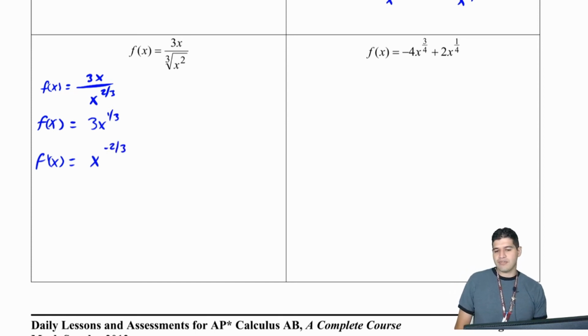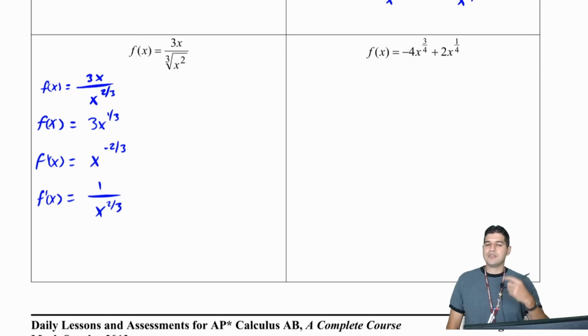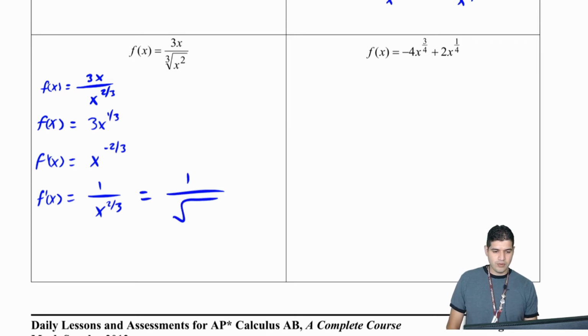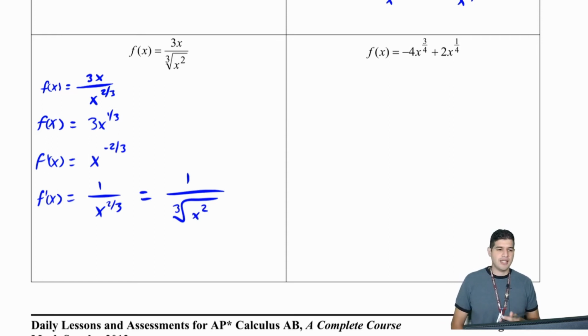All right, so I need to rewrite this a little bit. So f prime of x is going to be 1 over x to the 2/3. And I still need to write that without a rational exponent. I want to write that in radical form. So that's going to be 1 over the cube root of x squared. And that's going to be my derivative in the end.